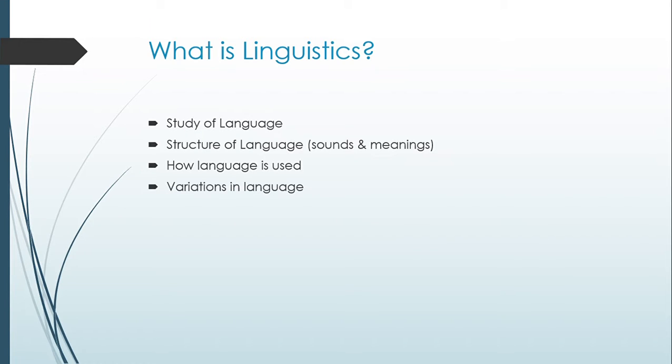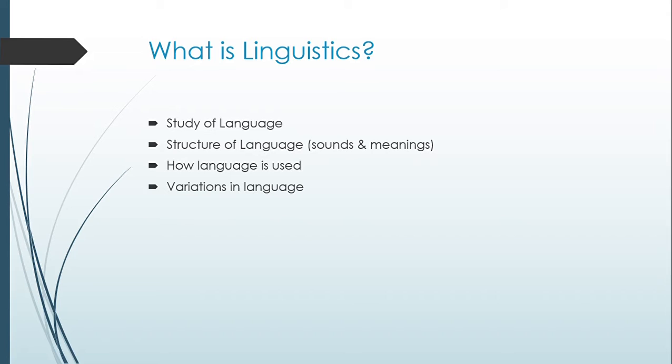What is linguistics? Linguistics is basically the scientific study of language in which we deal with the structure of language. When I say structure of language, it means that linguists study how language is formed, how sounds are produced, how sounds collaborate with each other to make words, and how words collaborate with each other to make sentences, and so on.